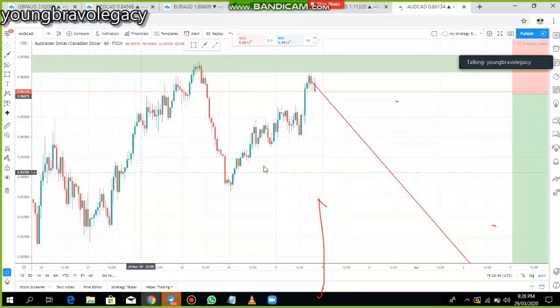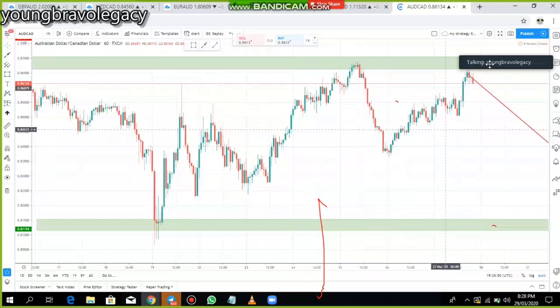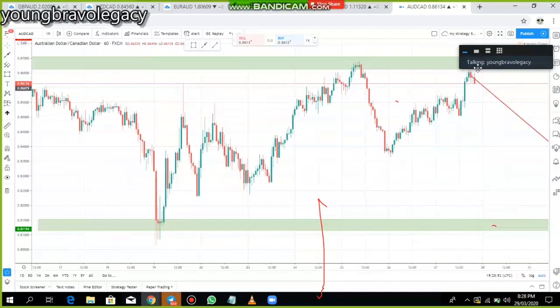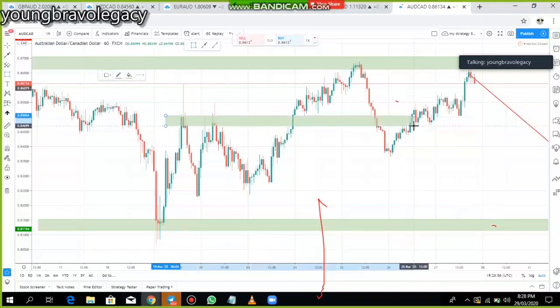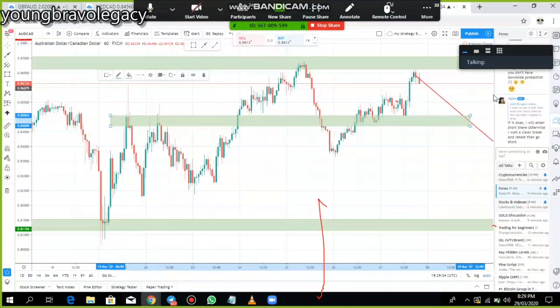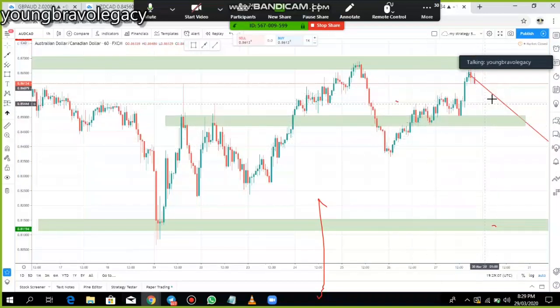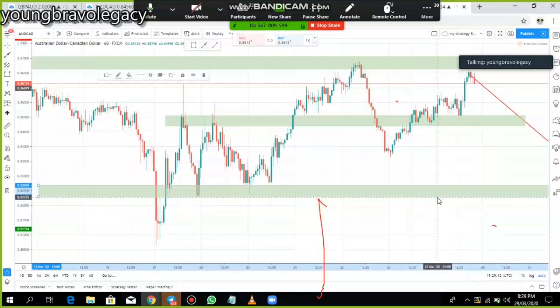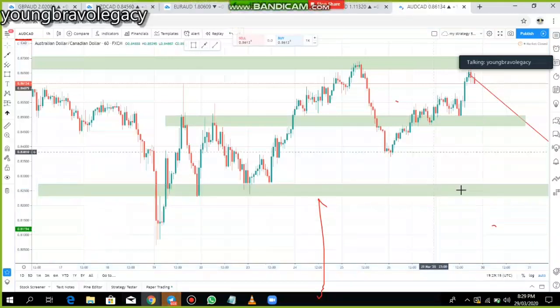So in case you are not able to enter the trade at this level, if the market just falls down, then we can enter at this level. There's a zone here. We can enter here. If the price breaks this level, we can sell to this level here. So it depends on what the market does, guys.